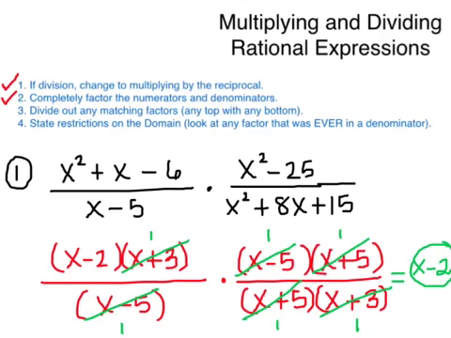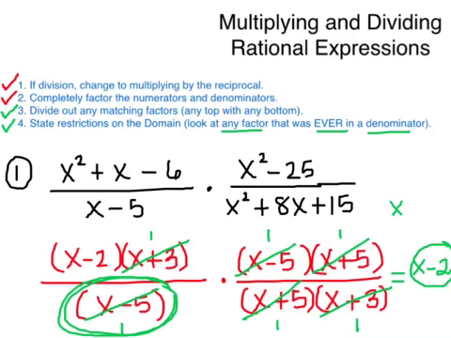Now the last step, so we just divided out any matching factors, any top with any bottom. And it's very important that we write this step, and they'll usually remind you in the directions to write this step, but state the restrictions on the domain. Now we don't just want to look at the final answer denominator, but we want to look at any factor that was ever in a denominator anywhere in the problem. And so we have to say that if x was equal to 5, it would make this denominator equal to 0, and you never want 0 in the denominator.